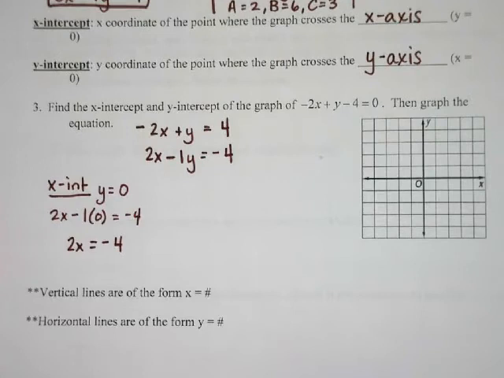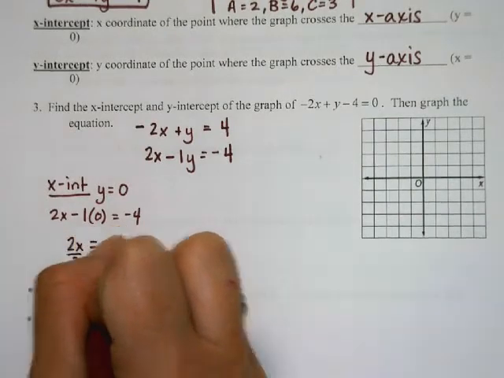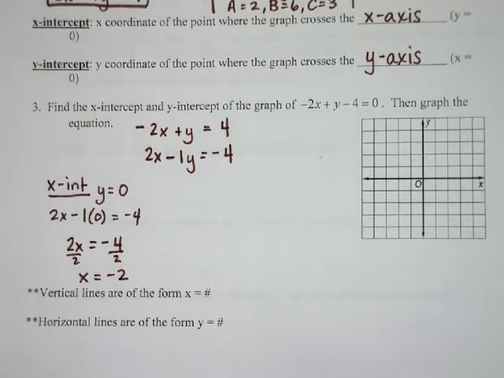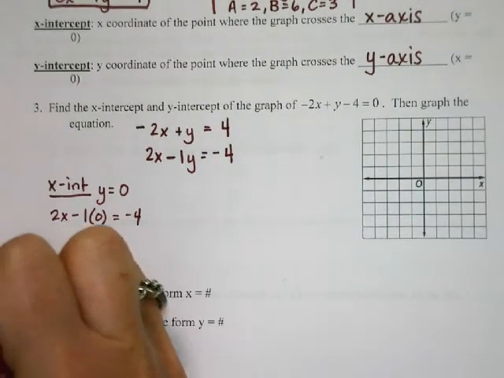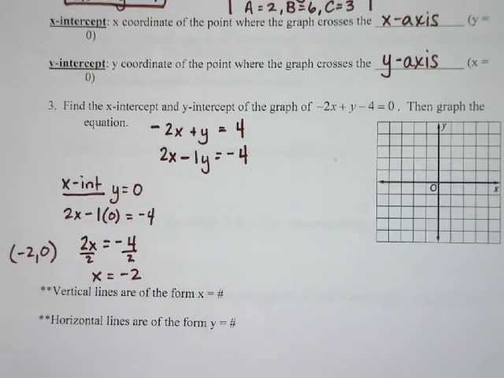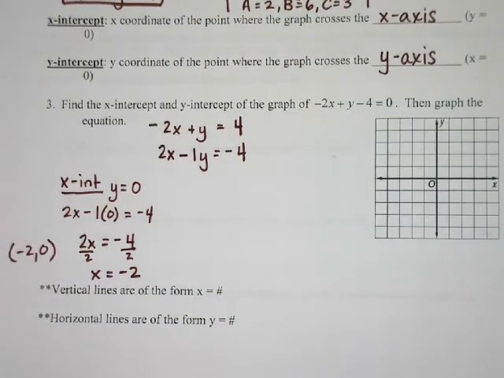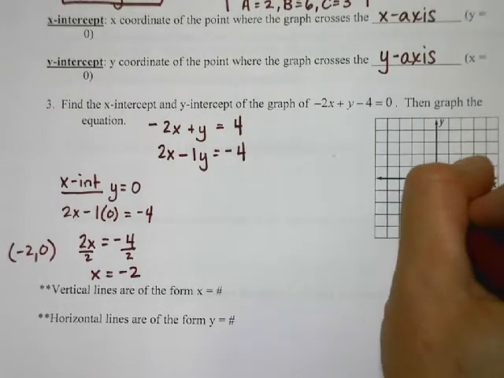So what's x equal to? -2, right? I now have an ordered pair of (-2, 0). I'm going to graph it on my graph.